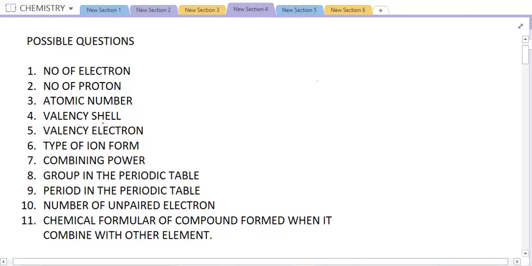The examiner can ask you the valency shell of the element, the valency electron of the element, the type of ion formed by the element, the combining power of the element, the group to which the element belongs in the periodic table, the period to which the element belongs in the periodic table, and the number of unpaired electrons in the element.